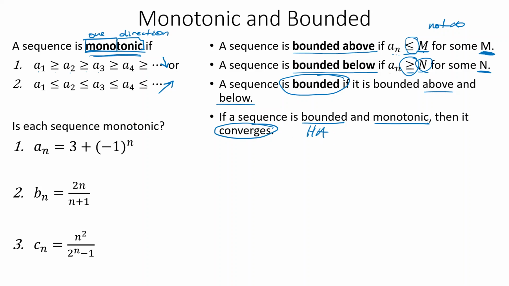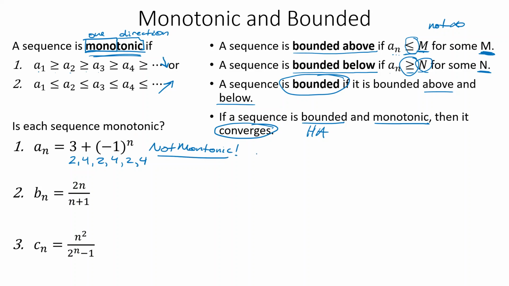All right, so here's some examples. Are these monotonic? So this one we looked at before, and it was 2, 4, 2, 4, 2, 4. All right, so it goes up and then down and then up and then down and then up. So is it monotonic? Definitely not.